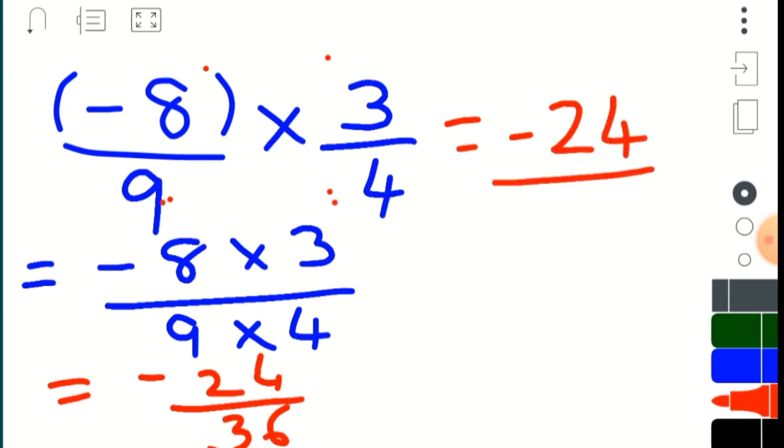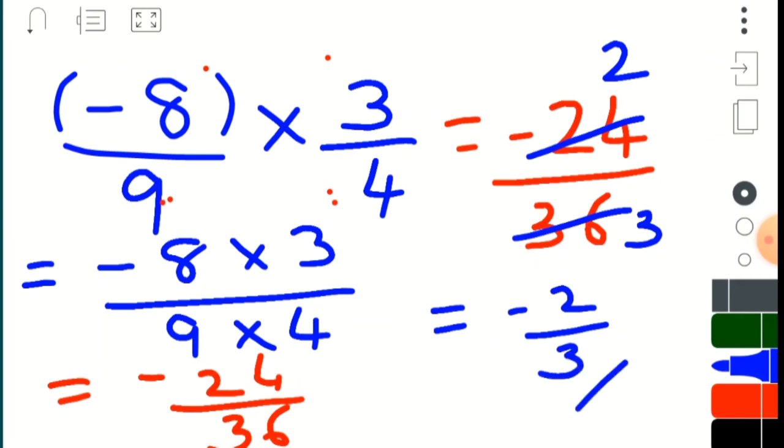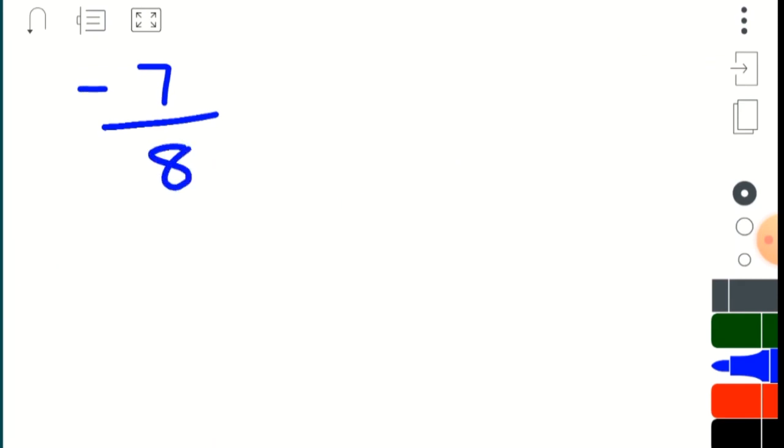Here it is given minus 24 upon 36. Now how will you simplify this? Both go in the same table of 12. 12 2s are 24 and 12 3s are 36. So your final answer is minus 2 upon 3. Hope you are understanding. Minus 7 upon 8 divided by minus 3 upon 6.